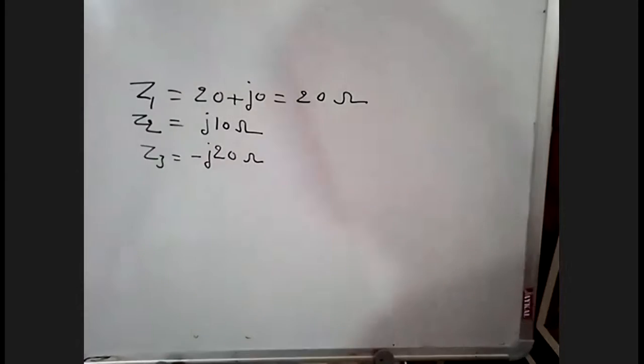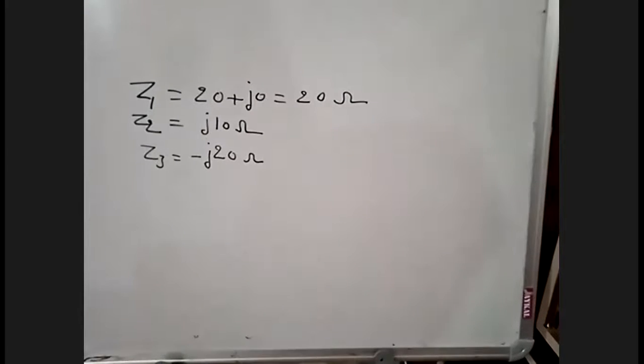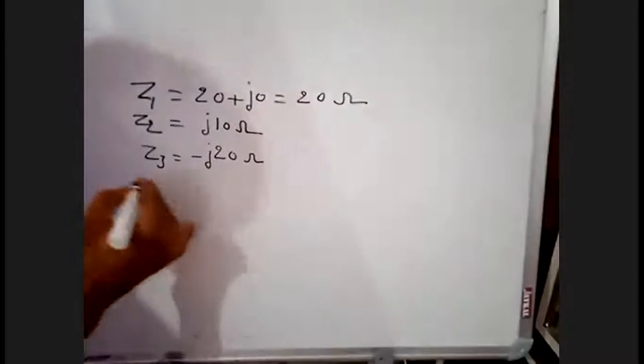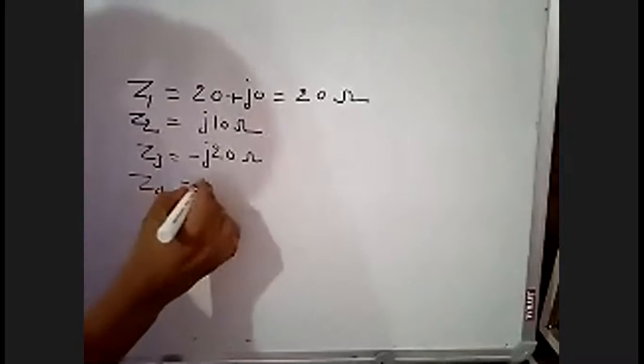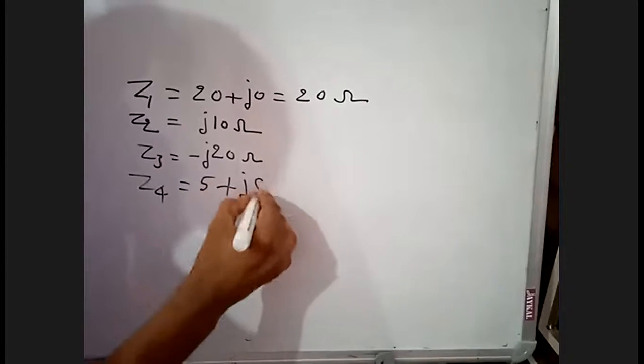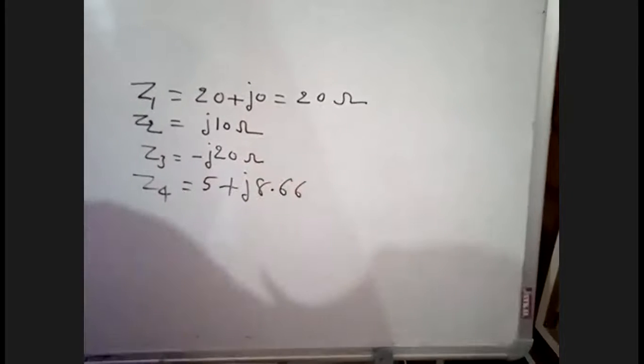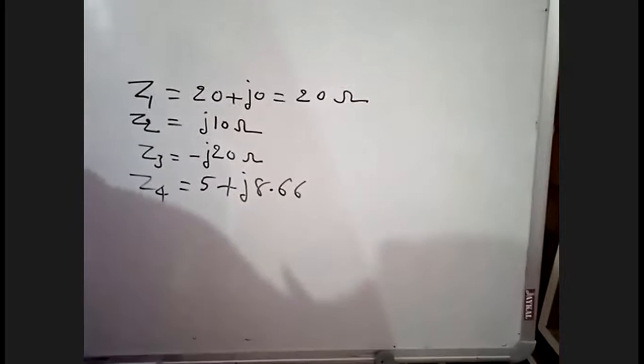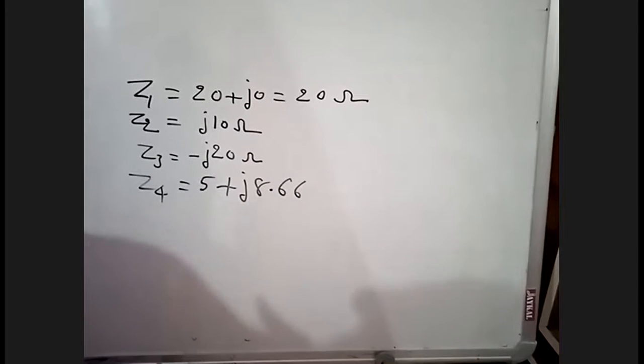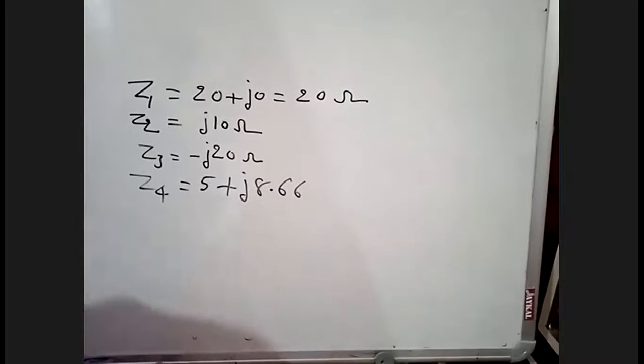In Z3, we are having minus j20. In the last branch, what is that impedance? 5 plus j8.66. See here, in your problem, they have given wrong. For inductance, it should be positive. Change it to plus j8.66.